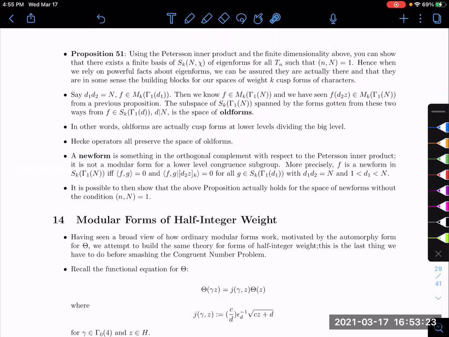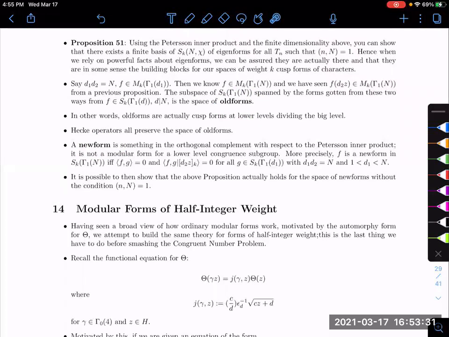And the word newform is going to come up one more time in this talk later. But here's what an old form and here's what a new form is. It's simple. Okay, so let's say I take a capital N and I break it down into two factors, D1 and D2. And let's say I have a modular form for gamma sub 1 of just D1. So it's a level D1 modular form of weight K.